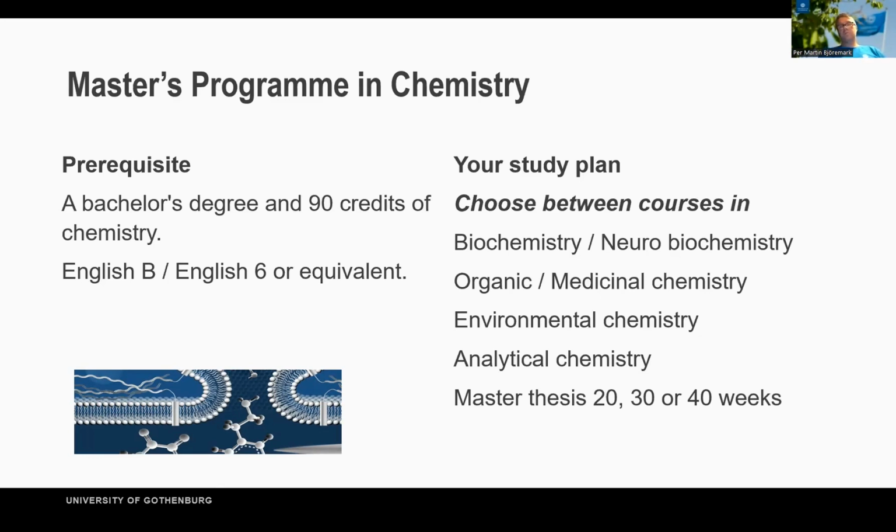It's either neurobiology-ish, which contains 4 different courses in biochemistry and neurobiology and bioanalytical chemistry. You can also choose to study organic or medicinal chemistry and a mix of environmental analytical chemistry. And you end up with a master thesis, which can be half a year, 3/4 of a year, or a full year, which is 40 weeks in Sweden. It's also possible to choose courses within this program.